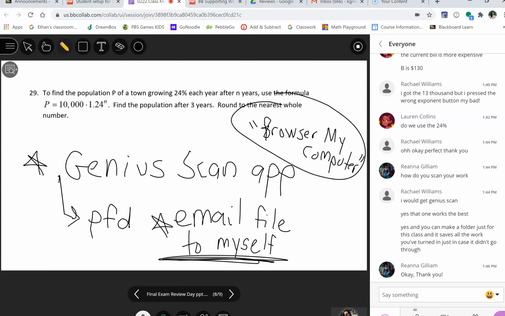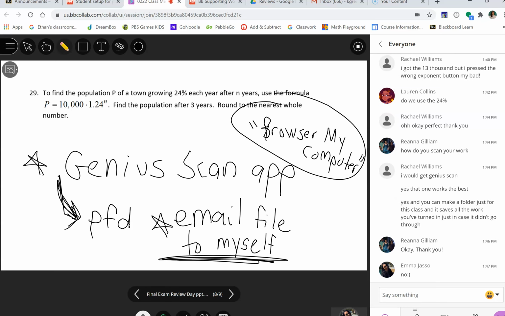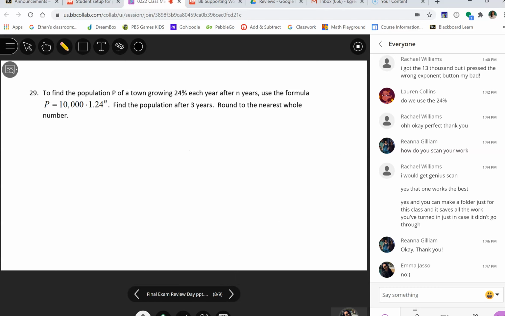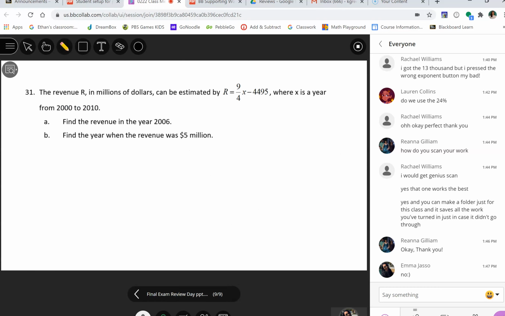Cool. Any other questions or comments about this question or anything in particular before we do our last one together? Okay. Let's look at the last one I have on here. What did I pick out here? Oh, yeah. I picked out an equation that had a fraction.